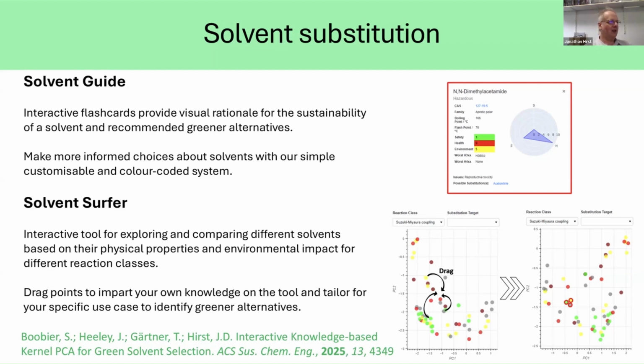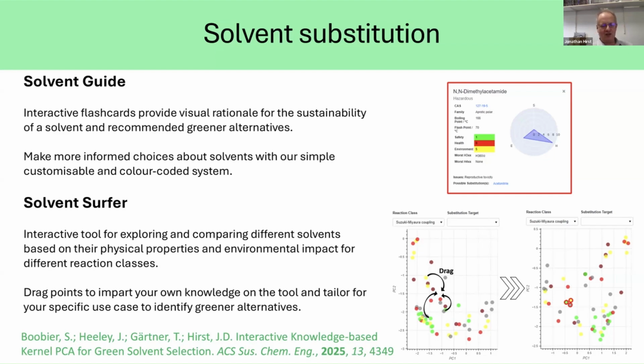So the color coding on the radar plot is around safety, health, and environment. On the bottom half, we have something that's a bit more cutting edge and interactive, an AI or machine learning type tool. So maybe you've done more extensive exploration of your reaction performance in a set of solvents, and you want to understand those data a little bit more.